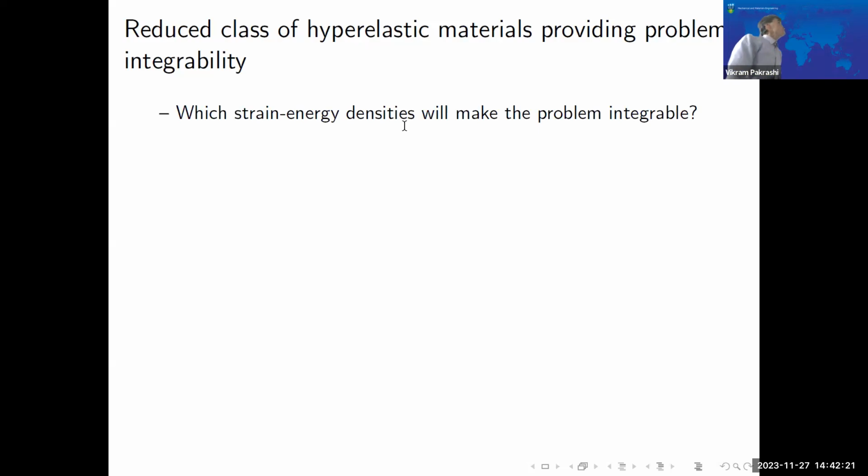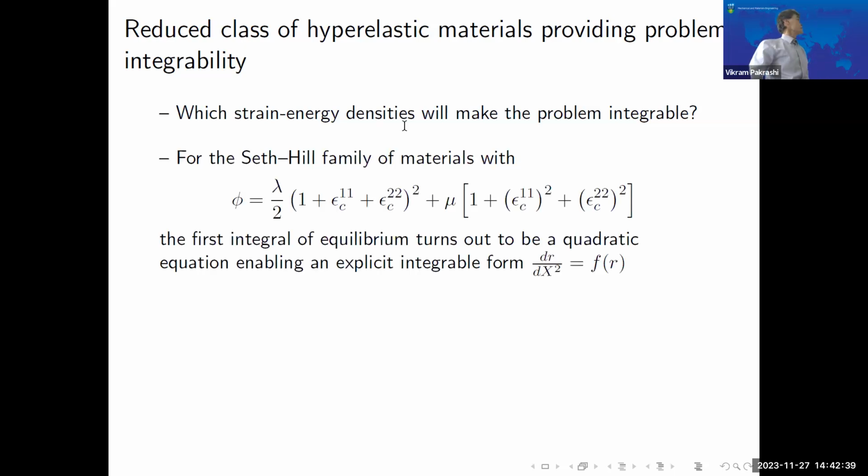Right. So the question is, which strain energy densities will make the problem integrable? We know that the first integral always exists. Whether this means that the actual problem is integrable or not is not immediately contained within the existence of the first integral. What is it that makes a particular strain energy integrable? For the Hill family of materials, the first integral of equilibrium simply turned out to be a quadratic equation, which enabled an explicit integrable form.